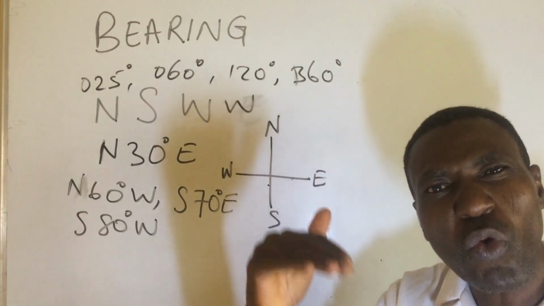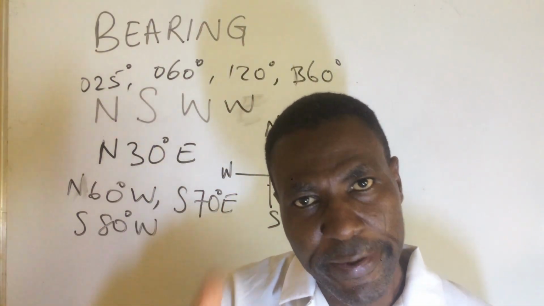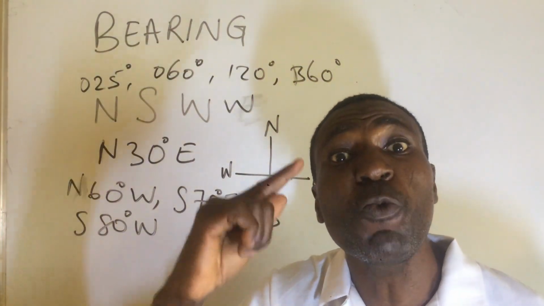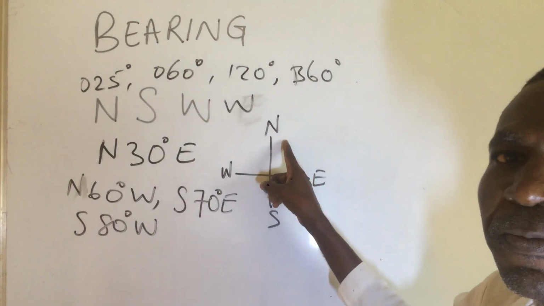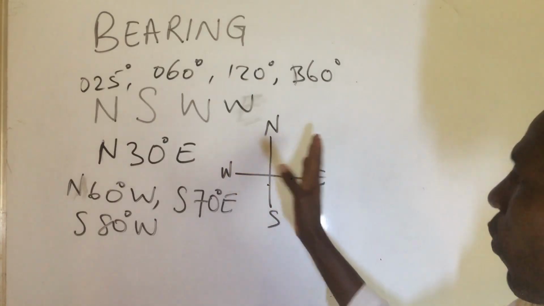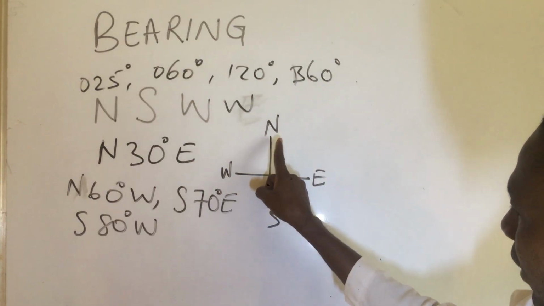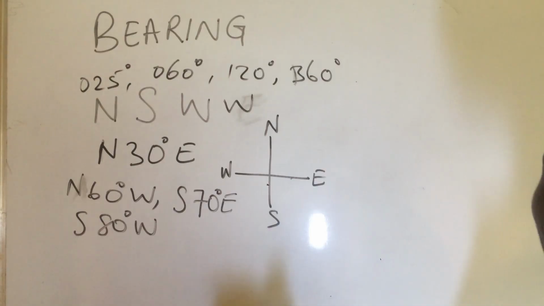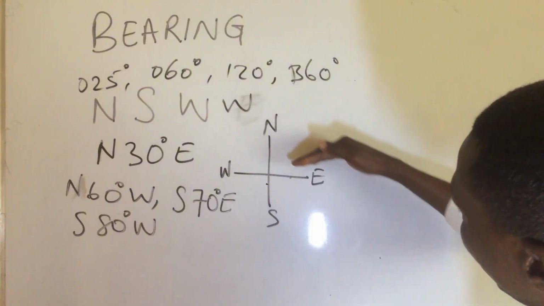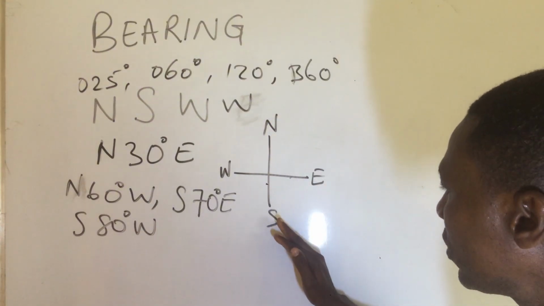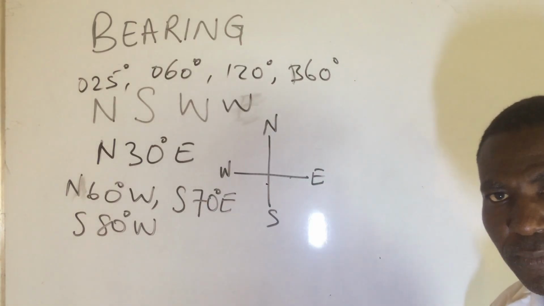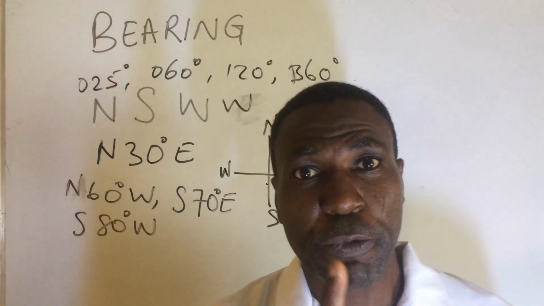And we say that if you want to measure your bearing, you must start from north and move in clockwise direction. Clockwise direction is moving like this. Move like the way a clock moves, okay? So we must start from north, move to east, then move to south, move to west, then move back to north, all right?